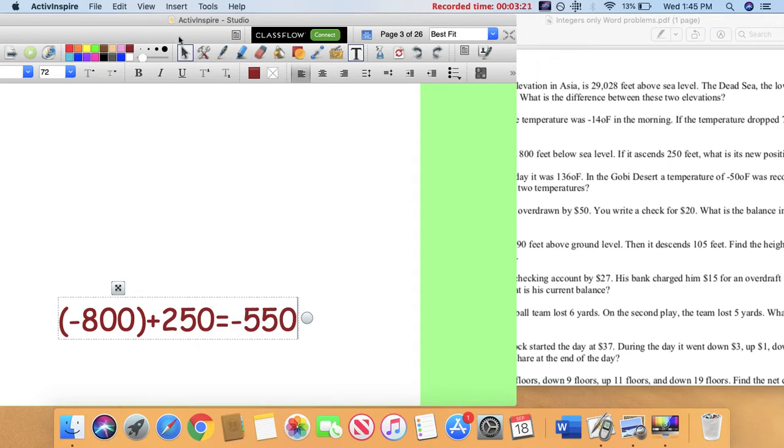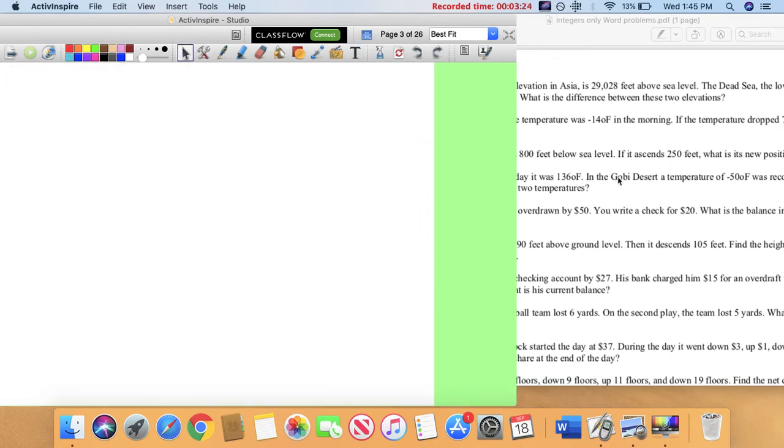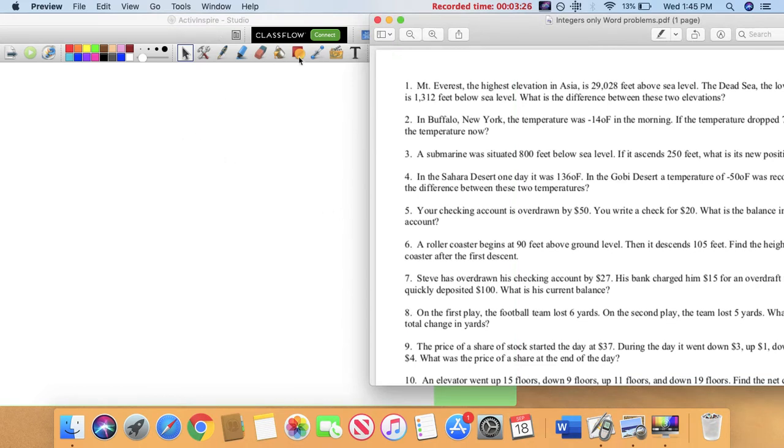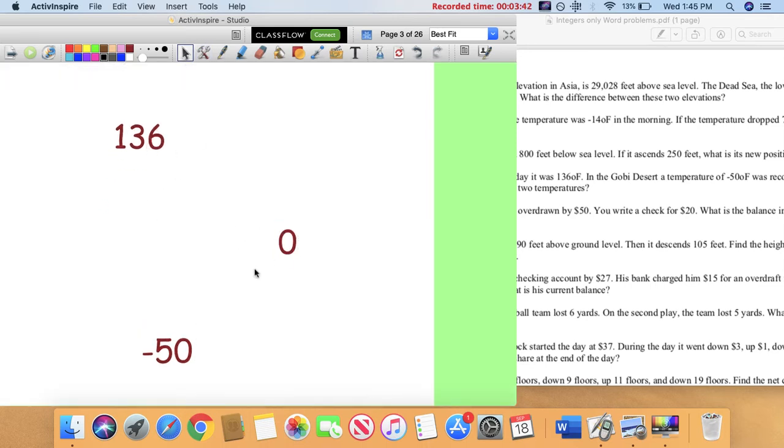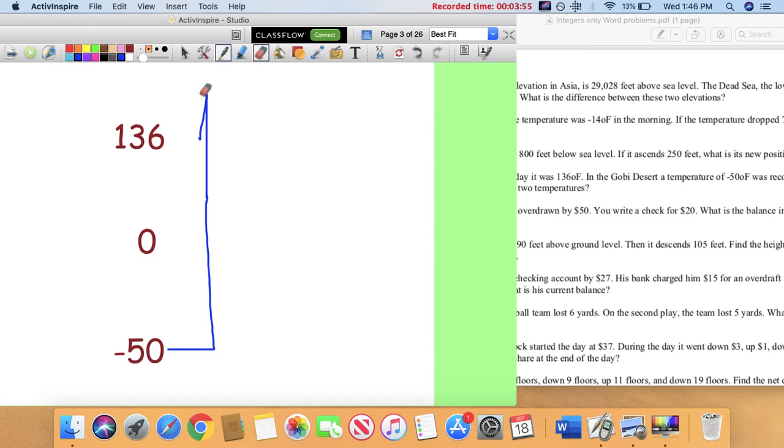Okay, so various ways of thinking about this. Number 4, Sahara Desert, the temperature was 136, which is positive. And then in the Gobi Desert, that temperature was negative 50. Look how cold that is over there. So again, I'm going to put a 0 somewhere over here, like a thermometer. Again, you want to find a difference. This is almost like the first question. What's the difference between these two temperatures? Well, the difference is this whole distance over here, which you can, if you like, break up into 2 parts.